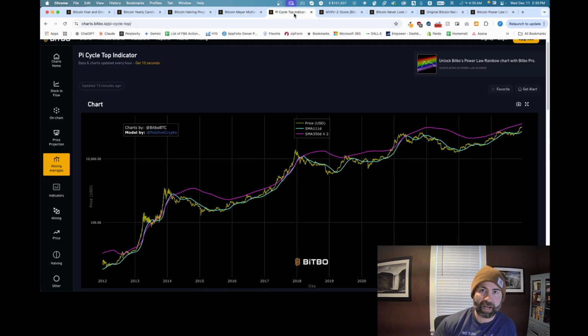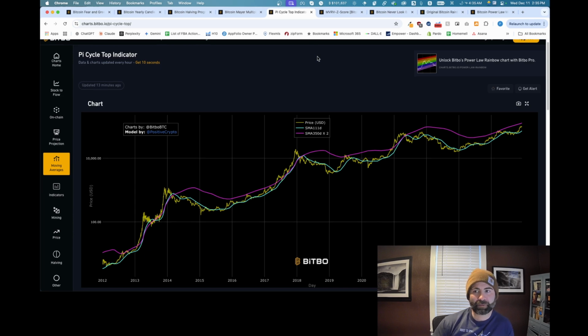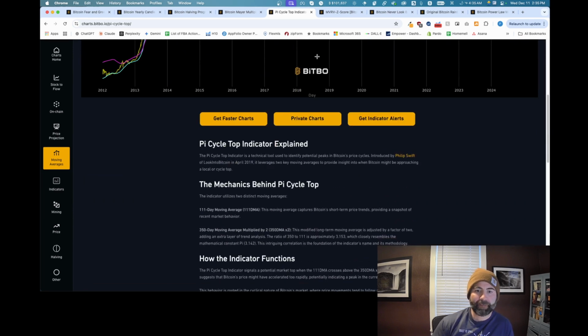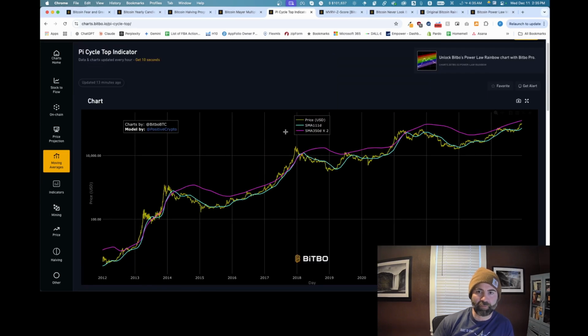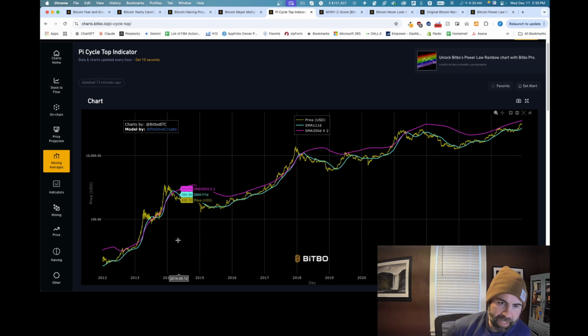All right, let's move on to the pi cycle top. Pi meaning 3.14, and so on. Ultimately, what we're looking at here is an overlay of Bitcoin price and then the moving average over the last 111 days, so shorter term price action. And then we're looking at the 350-day moving average times 2. Now, what we look at here is when these cross over.